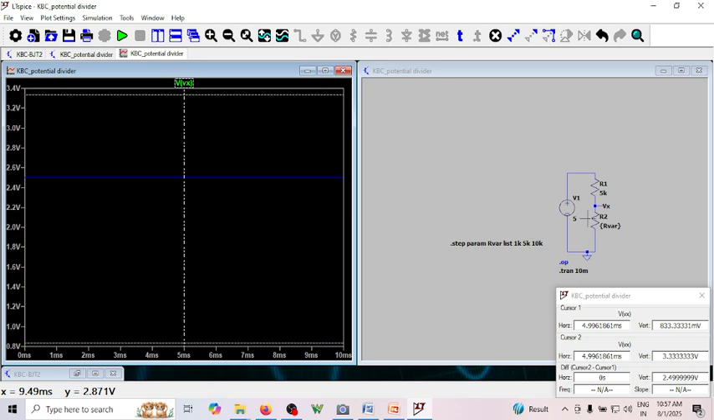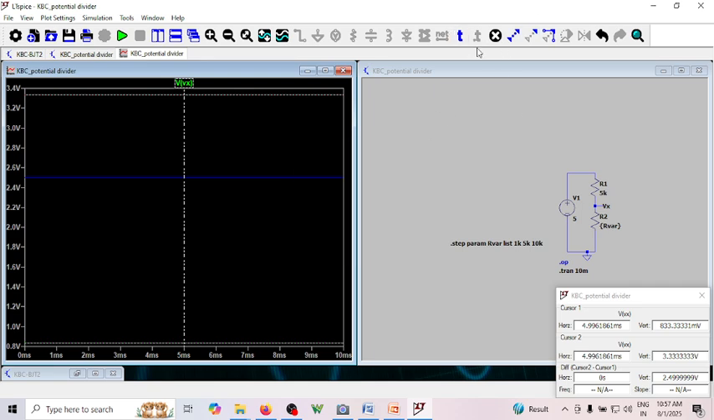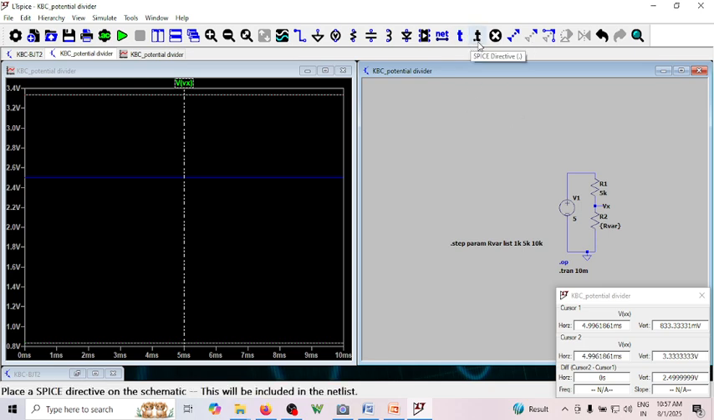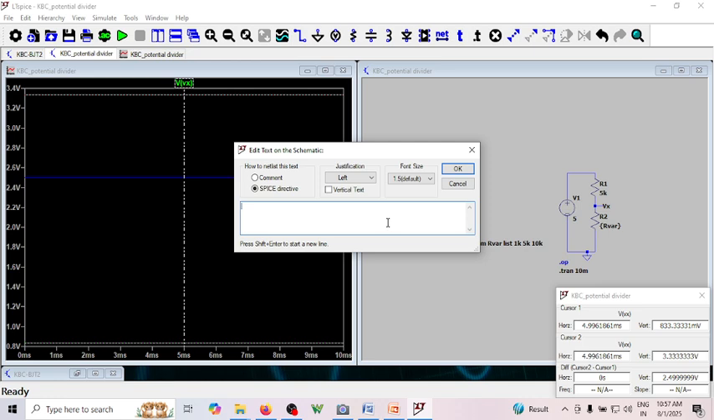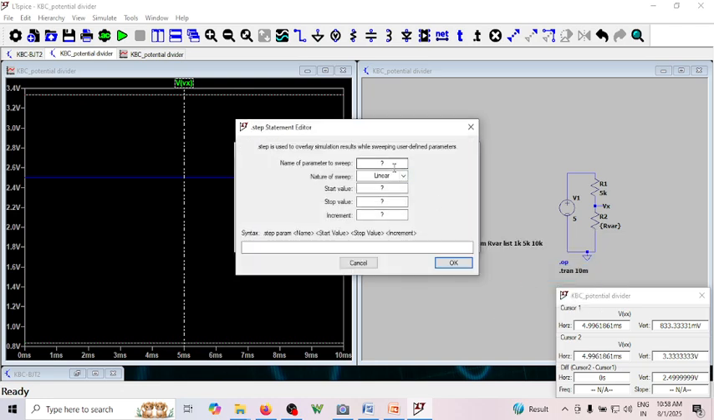How do we do that? Let us click on this. You click on this, and of course this should be highlighted. Then you have to go to this SPICE directive. In this SPICE directive you may have to right click over here and then go for Help Me Edit. Here you have to select .step. In this .step you have to start with the name of the parameter that you're changing, that is RVAR, and what type of variation, whether you're varying the value or having specific values.